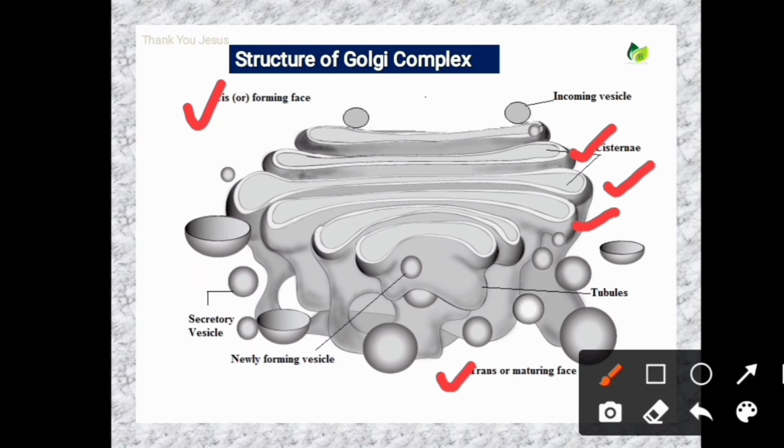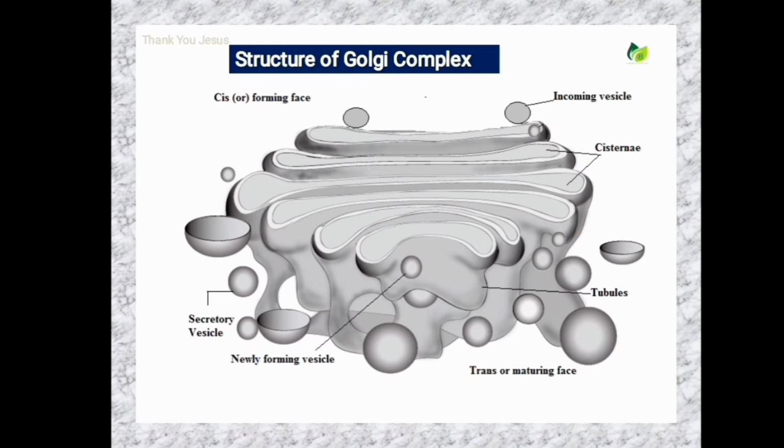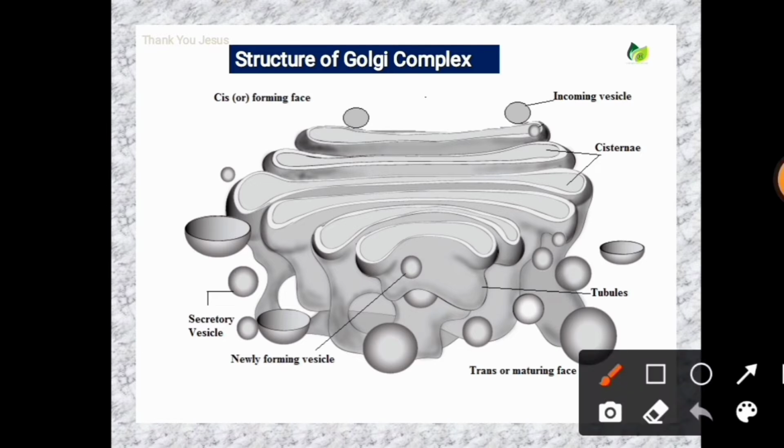The convex surface is the forming phase. Here the new lamellae are added from the endoplasmic reticulum. The vesicles come from outside and are added to the Golgi body. Next, the concave surface is the maturing phase. Here the secretory vesicles are budded off.